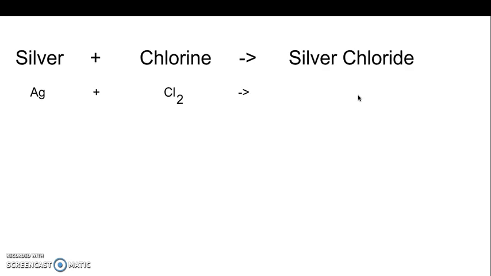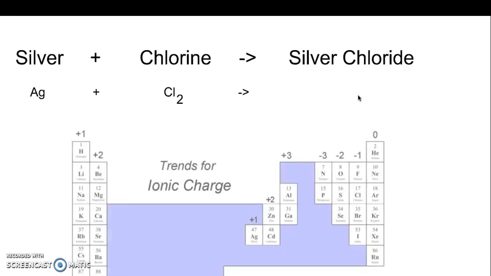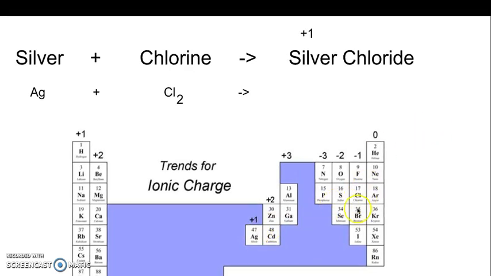Now silver chloride is a metal and a nonmetal. It's an ionic compound. And so to write the formula, we have to look at the charges. Silver is +1, and chlorine is -1.